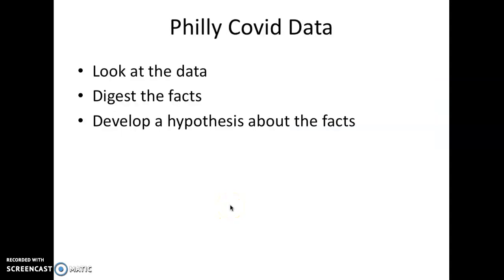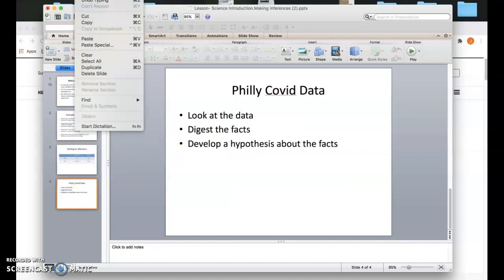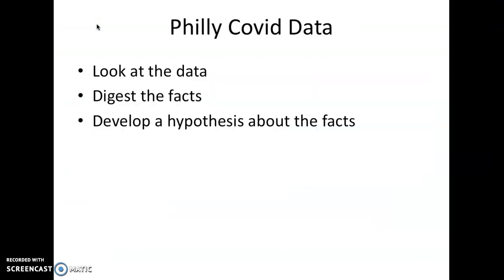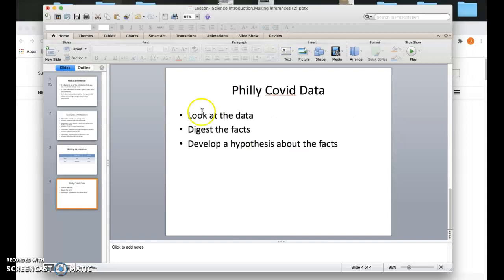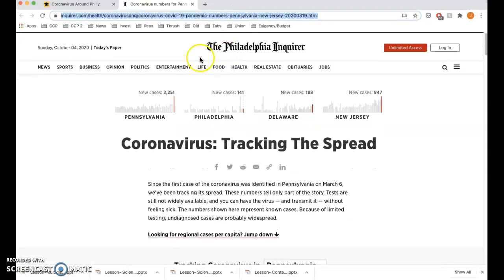What we're going to try to do is be scientists. We're going to look at the COVID data for Philadelphia, and that'll be the factual data. We're going to digest the facts, and then I'm going to ask you to try to develop a hypothesis about the facts as you see them. We're going to share our insights with one another, and let me just show you that here. In our module this week, you're going to see a link to this page.